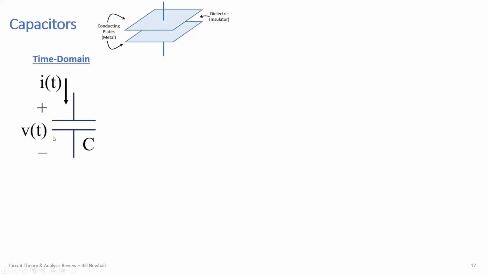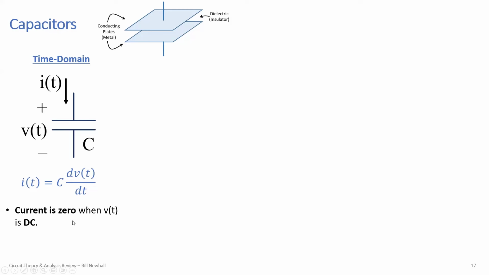Here's the schematic symbol for a capacitor. Here's the voltage and the current for that capacitor. In the time domain, the relationship between voltage and current is I equals C dV/dt. So capacitance in farads times the time derivative of voltage is the current.